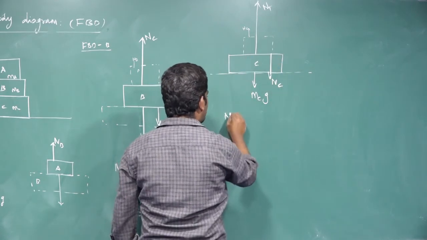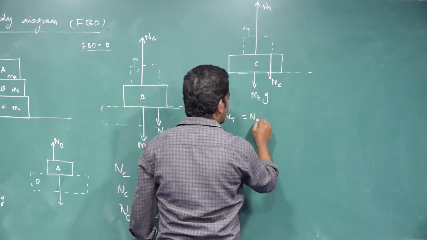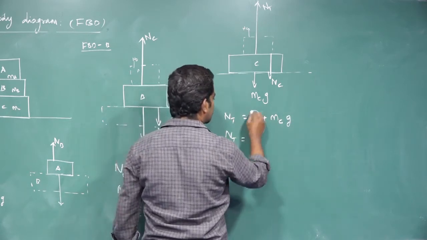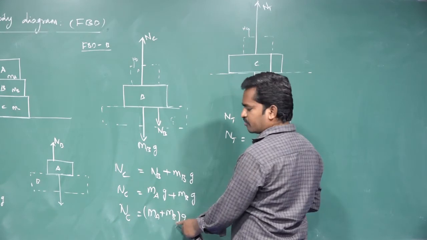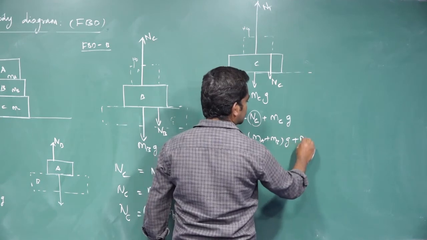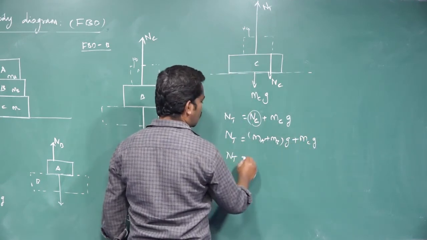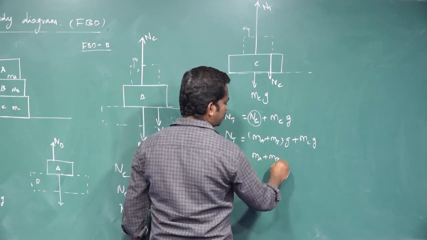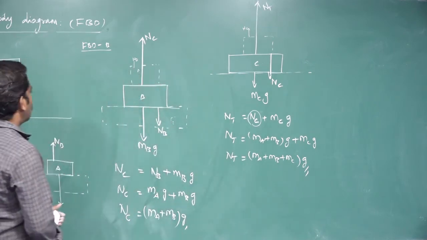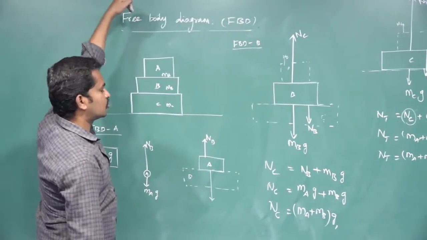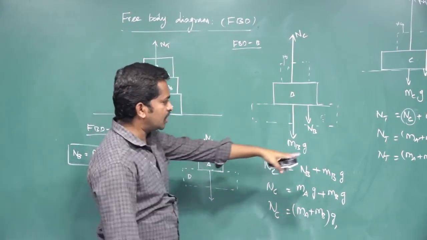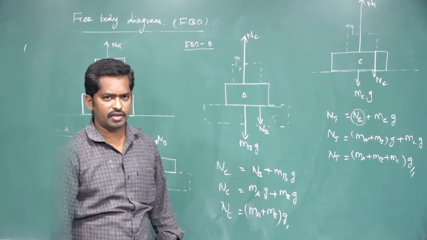So the net normal force NT is equal to NC plus MCG. What is NC? NC is equal to MA plus MB of G, so NT is equal to MA plus MB of G plus MCG. So NT equals MA plus MB plus MC of G. This is the net force acting on the surface through the 3 blocks, the net normal force. This is a very important example of a free body diagram.